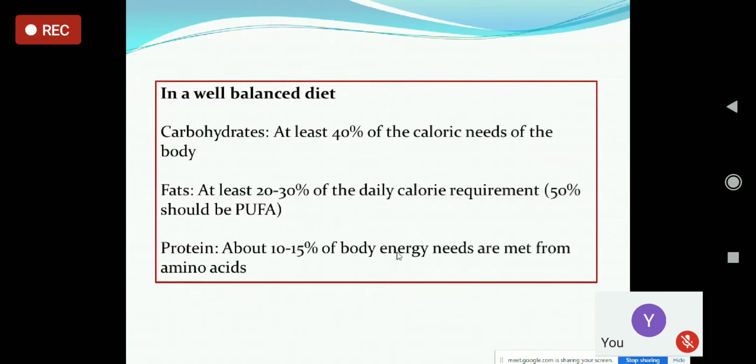In a well balanced diet, the carbohydrates contribute at least 40% of the caloric needs of the body. The fats contribute at least 20 to 30% of the daily calorie requirement, and the protein contributes about 10 to 15% of the body energy needs. So a well balanced diet should contain carbohydrates, proteins, and fat in these amounts.